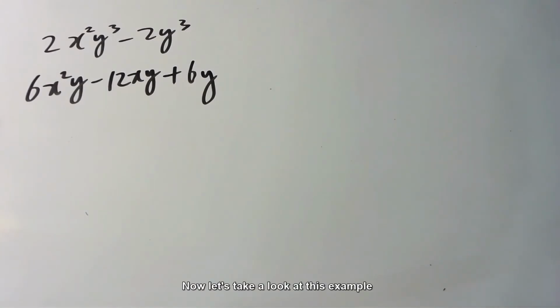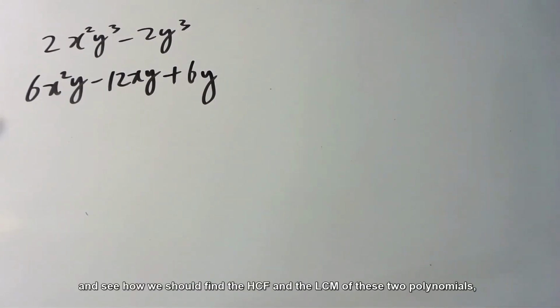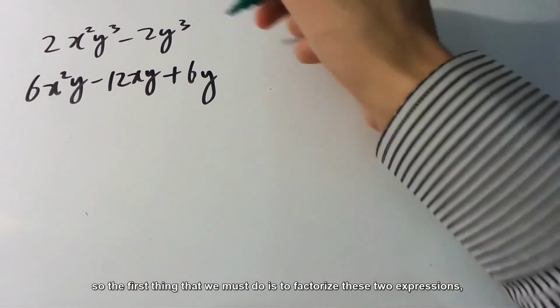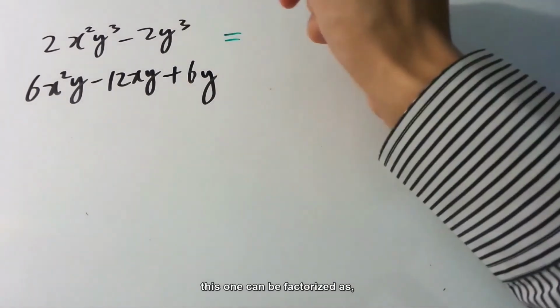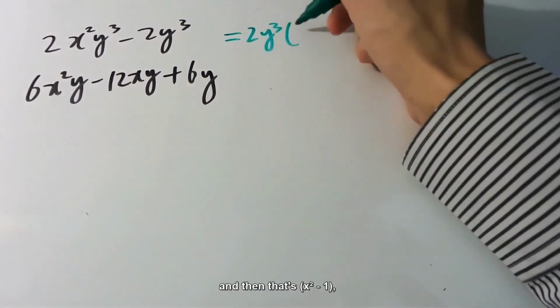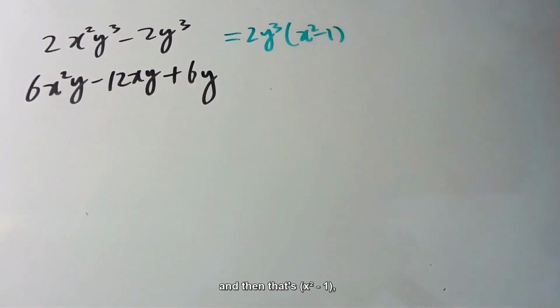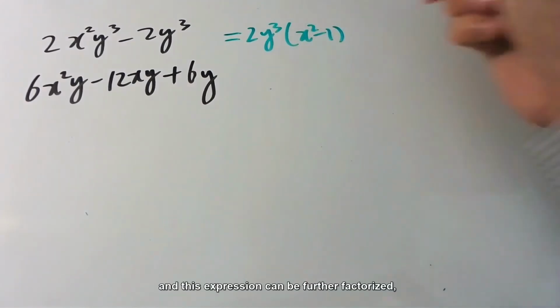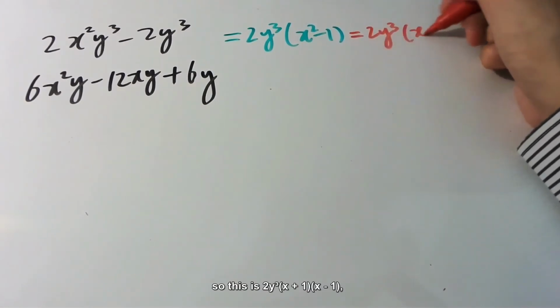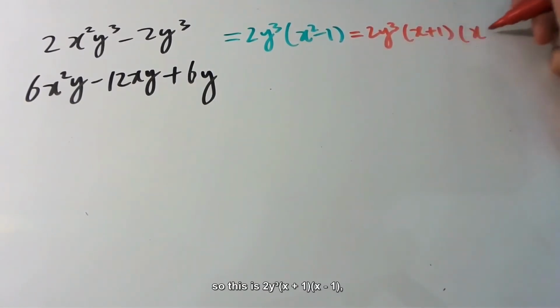Now let's take a look at this example and see how we should find out the HCF and the LCM of these two polynomials. So the first thing that we must do is to factorize these two expressions. So first of all, this one can be factorized as, first of all, I should take out 2y to the power 3 and then that's x squared minus 1. And this expression can be further factorized. So this is 2y to the power 3 times x plus 1 times x minus 1.